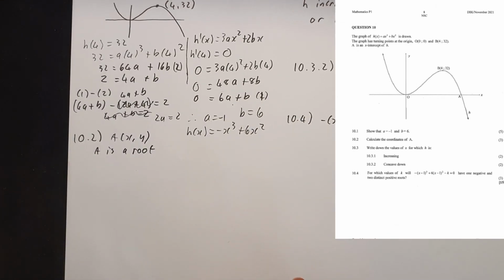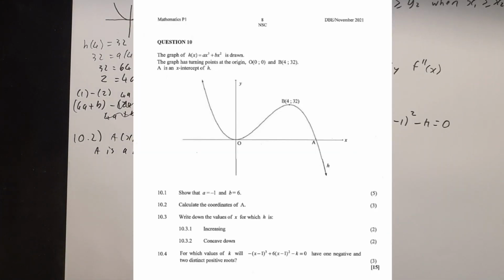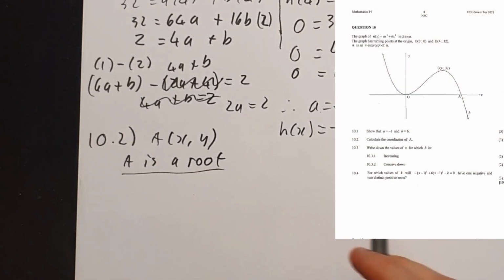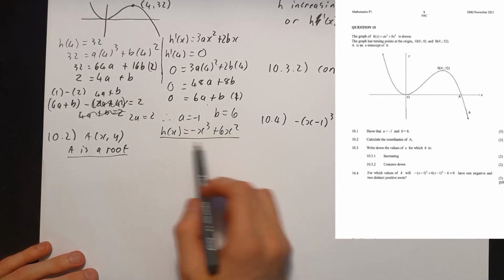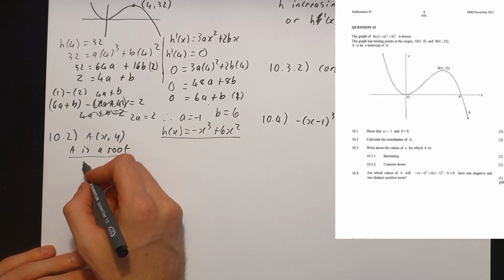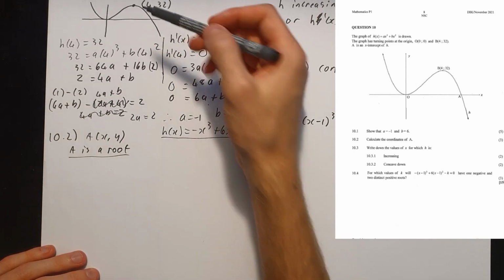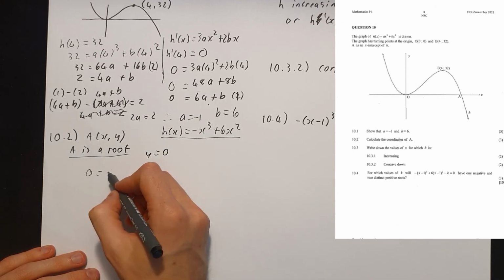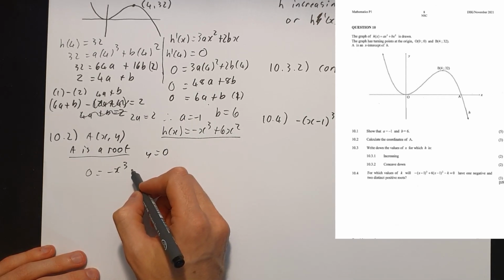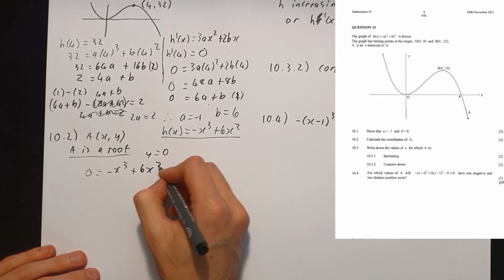Okay, now let's have a look at 10.2. 10.2 says calculate the coordinate of A. So we know that A is a root, that's very important, and we've just found the formula for the function, so we can just set this equal to 0. Why? Because in order to find the x-intercept, we make y 0. So let y equal 0. Therefore 0 equals -x cubed plus 6x squared.